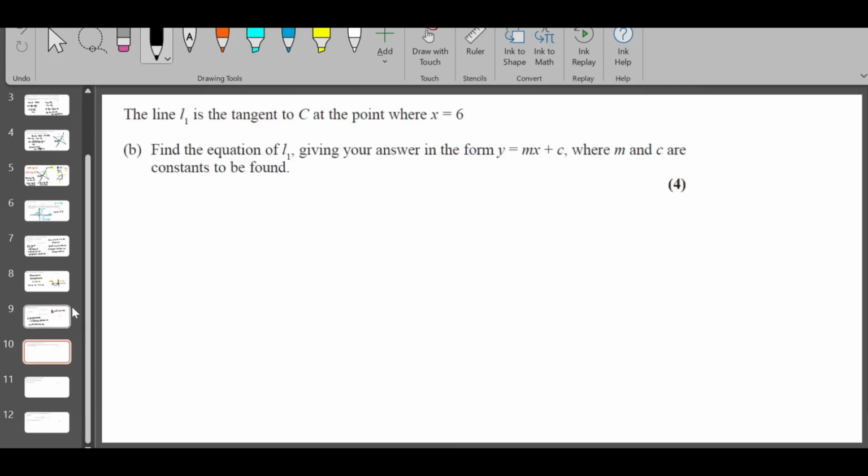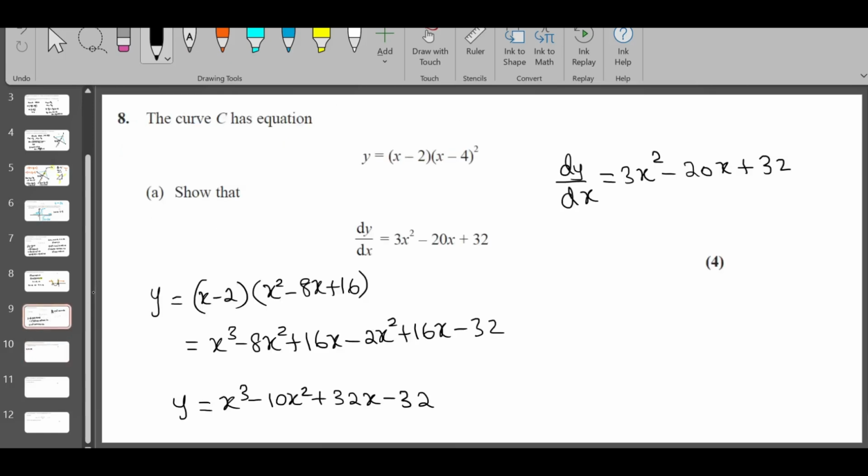Let's move on to part B. The line L1 is tangent to the curve at a point where x is equal to 6. Find the equation of the tangent. So we know x is equal to 6. So let's find the y coordinate of the point by subbing x is equal to 6 into the function.